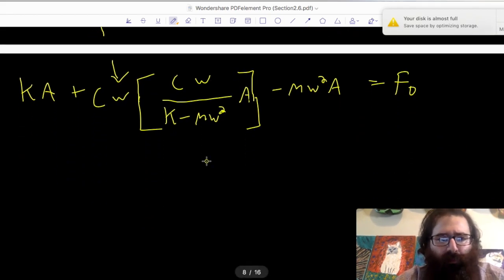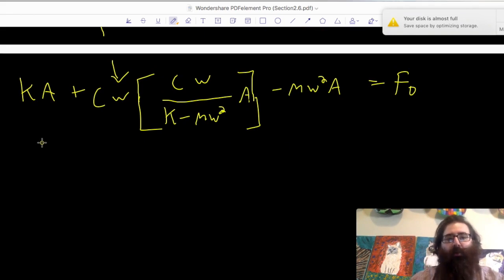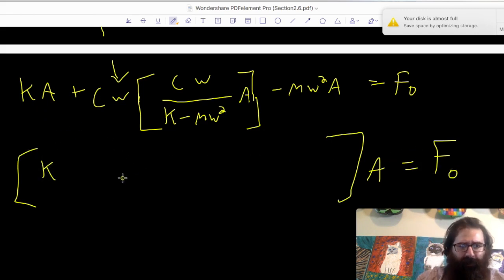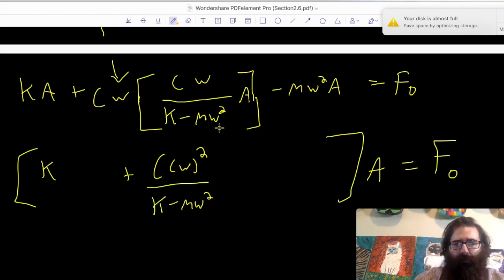We're in this together. We're in it to win it. So all of this is on A. A, first term, A, second term, A, third term. So let's factor A all the way out. It's equal to f sub 0. What do I have? I have k, and I have plus c omega times c omega is c omega squared divided by k minus m omega squared. And then I factored the A out, and then minus m omega squared.